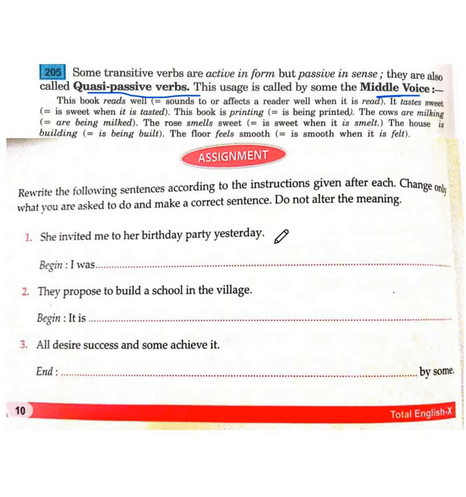The first question: She invited me to her birthday party yesterday. This is on page number 10 of your total English book, so you can always check from there. What will be the answer? I was invited to her birthday party yesterday. Here you don't need "I was invited by her", so you can omit "by her" if you want.